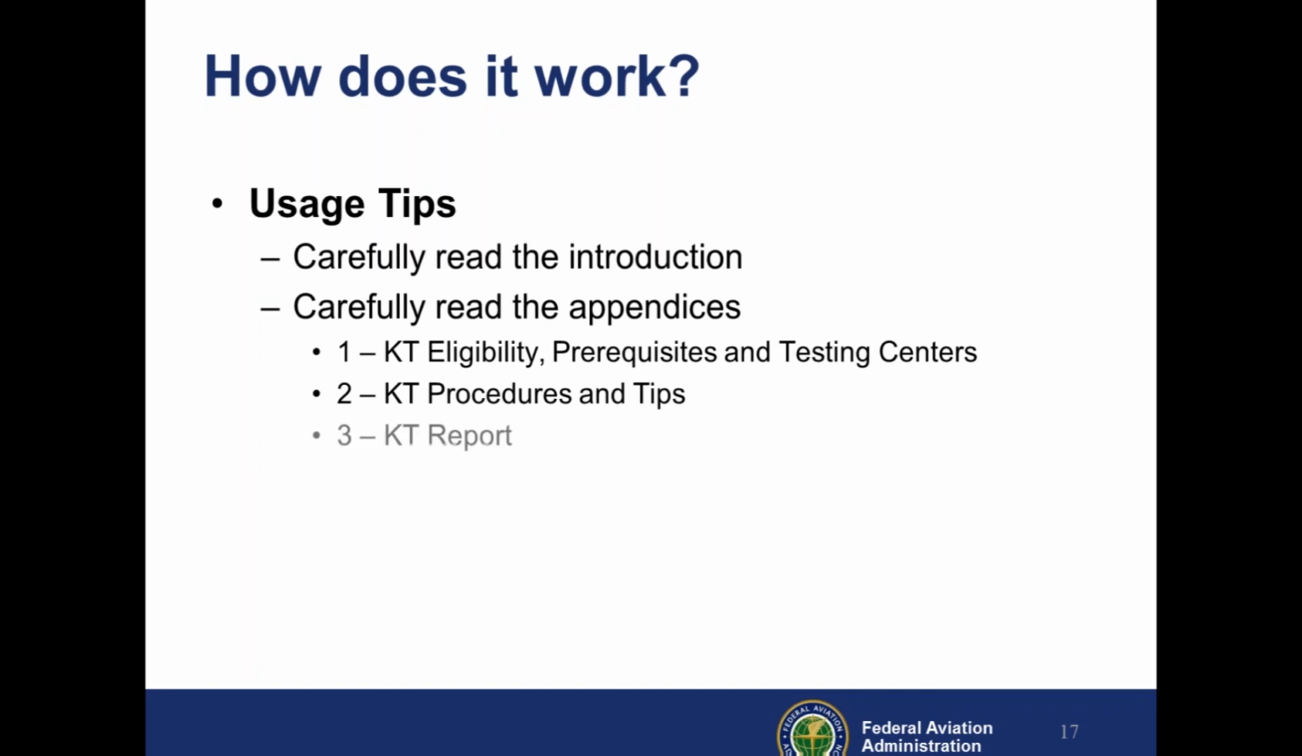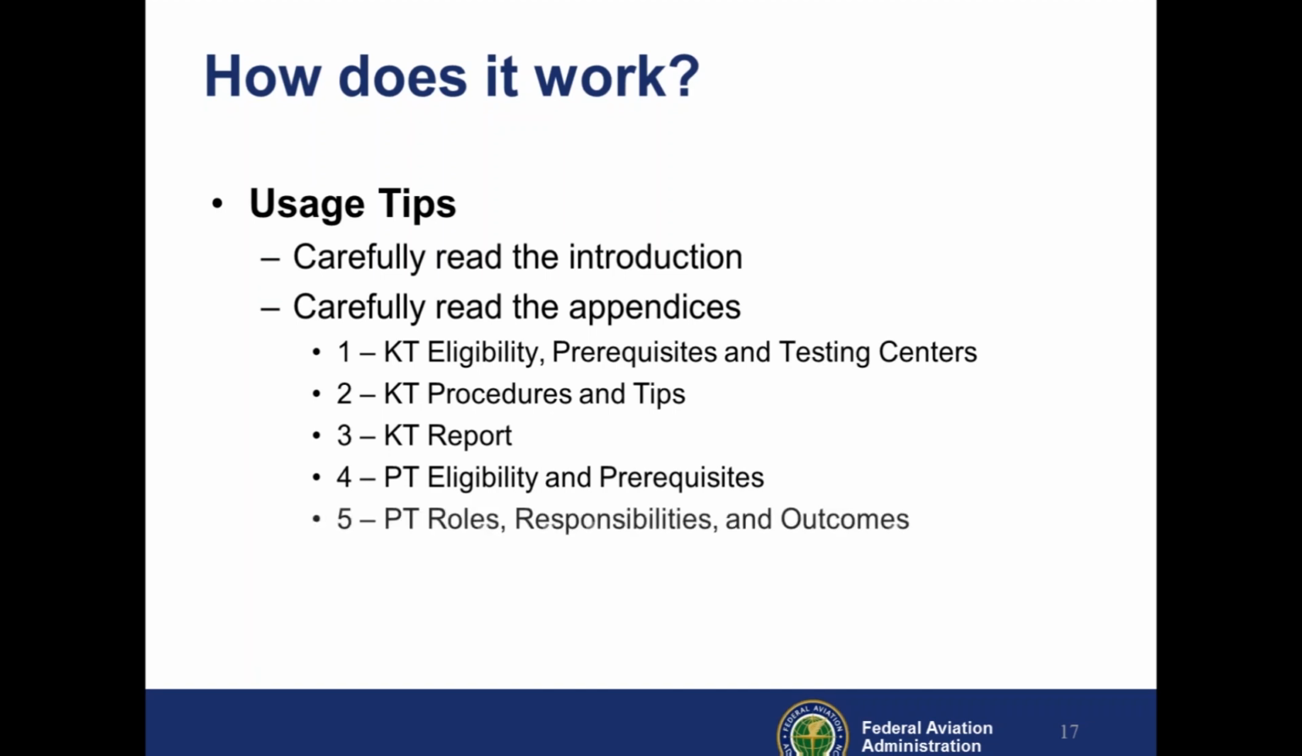Appendix 3 is the knowledge test report. It tells you how to decode your knowledge test report, PLT codes, that sort of thing is in there. And then Appendix 4 is practical test eligibility and prerequisites. Again, same sort of thing as what was in the PTS, just been rearranged a bit, so I would certainly go over that one with your highlighter and look for anything that gets your interest.